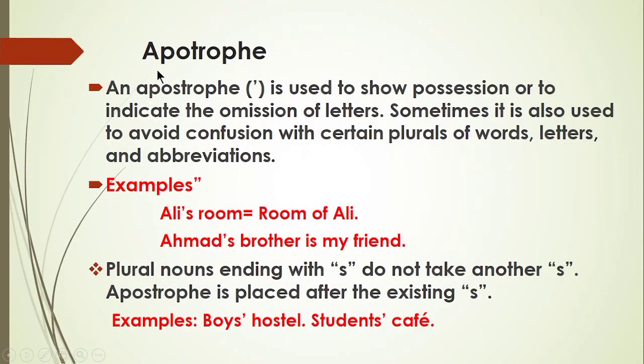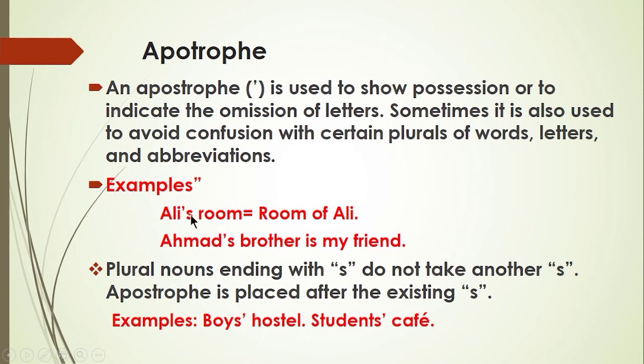Next we have the apostrophe, that is the second punctuation mark. An apostrophe is used to show possession or to indicate the omission of letters. These are the two basic functions of the apostrophe. First, it shows possession, the ownership of someone, and second, it indicates the omission of letters in short forms or contractions. Sometimes it is also used to avoid confusion with certain plurals of words, letters, and abbreviations. Sometimes we make plurals of words, letters, or abbreviations, so in order to avoid confusion, we put an apostrophe.